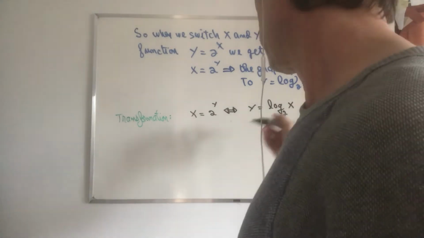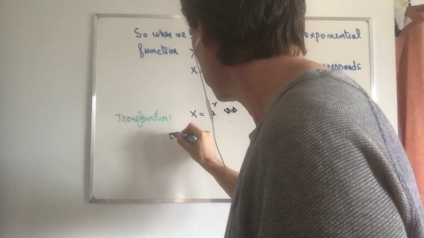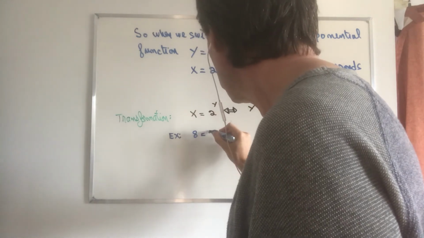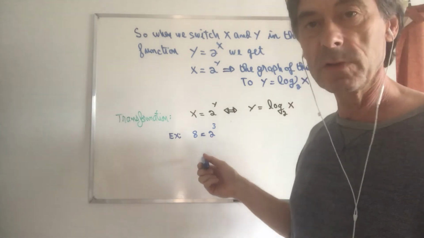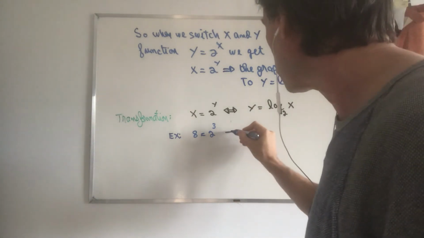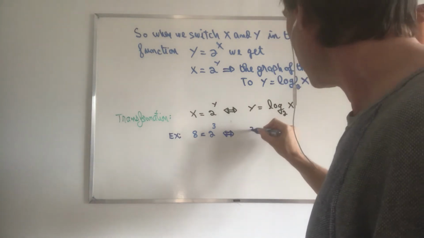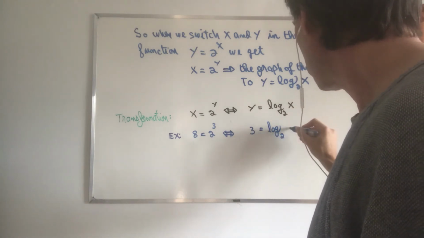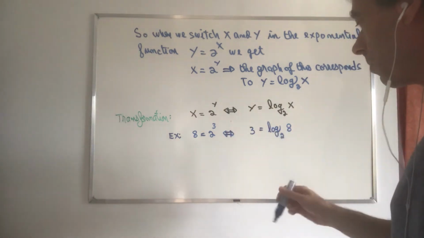So basically, it's the same thing. If I have, for example, something like 8 equals 2 to the 3. Now we all agree, right? 2 times 2 times 2 is 8. That is exactly the same thing as 3 equals log base 2 of 8. Right? So this is how you do things.